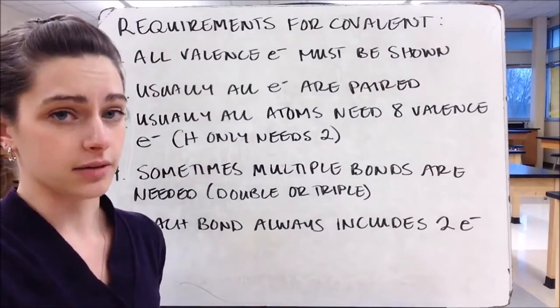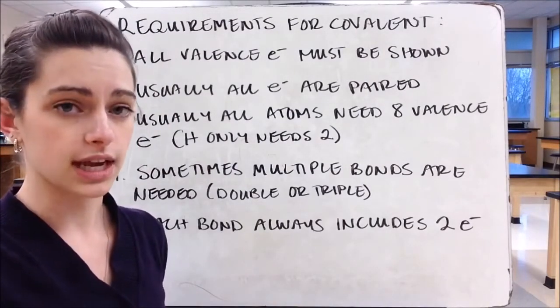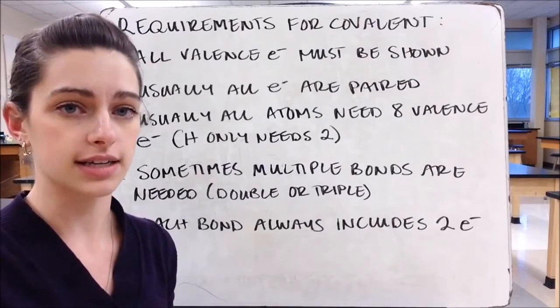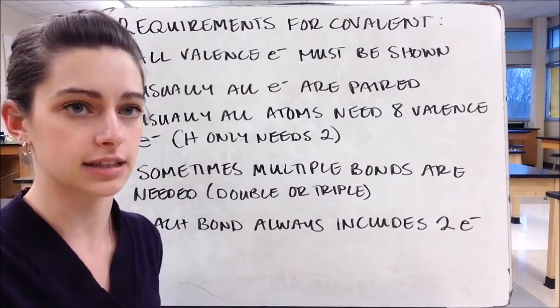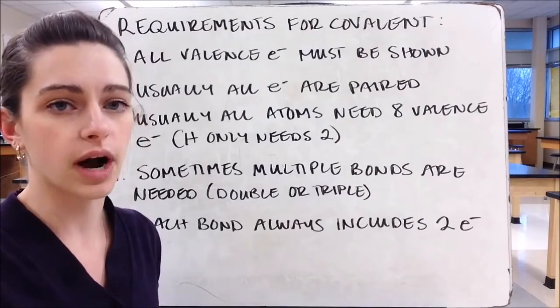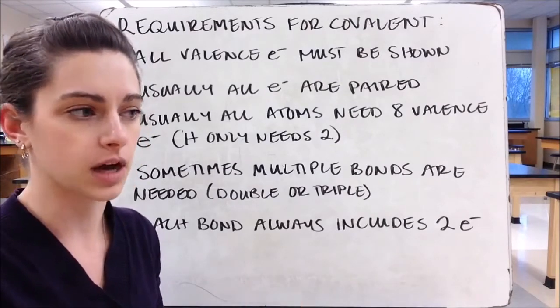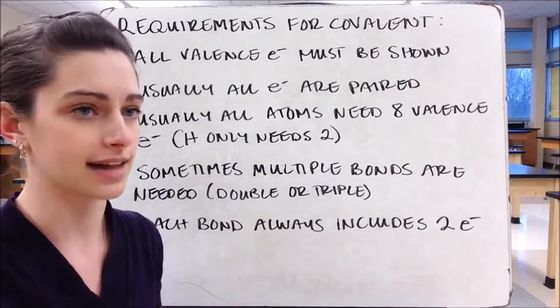So there are a lot of requirements and there are a lot of rules, and this comes through practice and process, and it'll get easier and easier the more we do it, but it's going to look pretty intimidating here at the beginning. But let's go through the requirements for a covalent compound, a Lewis structure, to be valid.